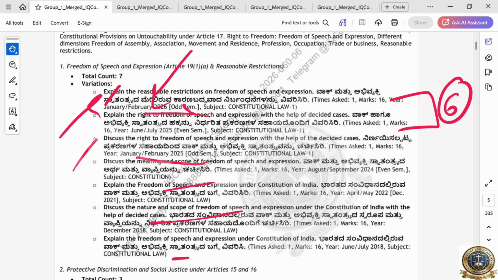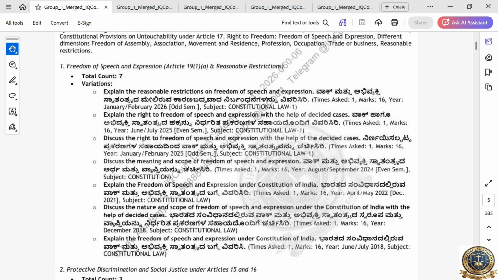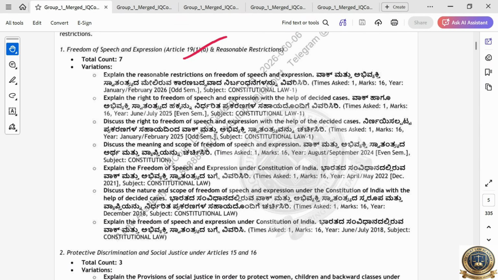See, they are asking it repeatedly. They are not missing any. That's why I am writing it's a 98% guarantee question. Okay, we'll go to what is the question. Explain the reasonable classification restrictions on freedom of speech and expression. Same, explain the freedom of speech and expression.